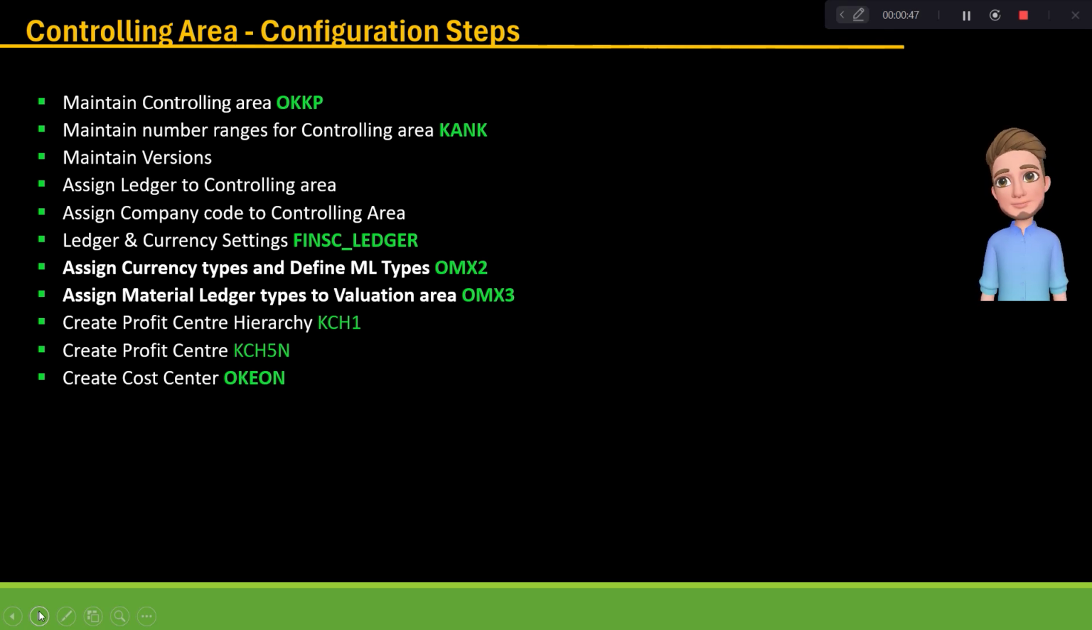Remember, we have done the Finesty ledger in FI configuration. We are not going to change anything, but we have done most of them. Assign currency types and define ML types. This is very important. This is the functionality of material ledger, and I will cover everything about material ledger in a different session. Only once you look into that will you be able to understand these configurations a bit better. Assign material ledger types to valuation area.